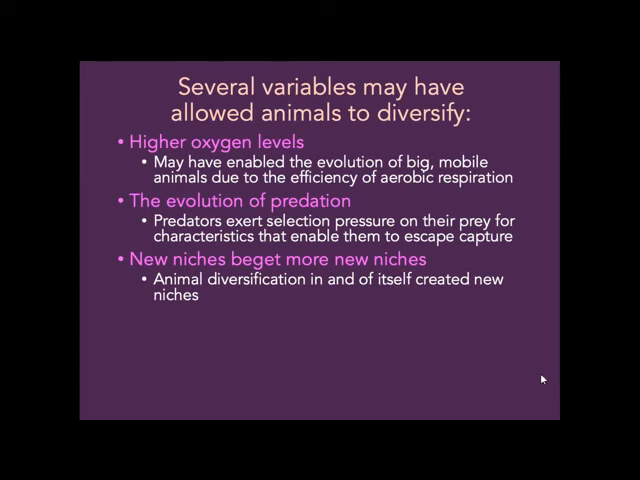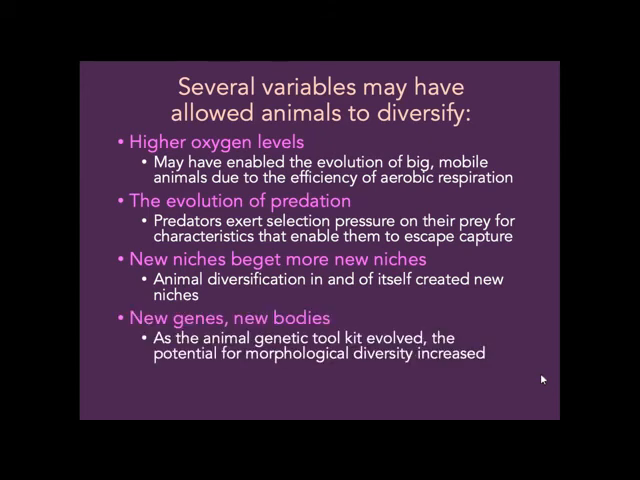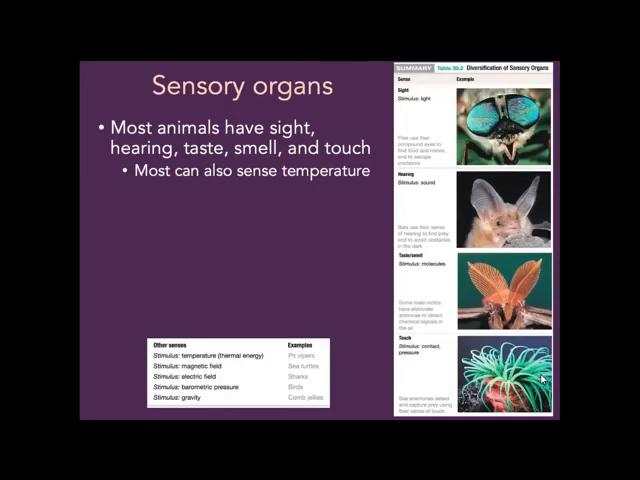And then the fourth one had to do with those Hox genes. So as the animal genetic toolkit evolved, that allowed more potential for morphological diversity. All right, so just showing you some diversity amongst animals.